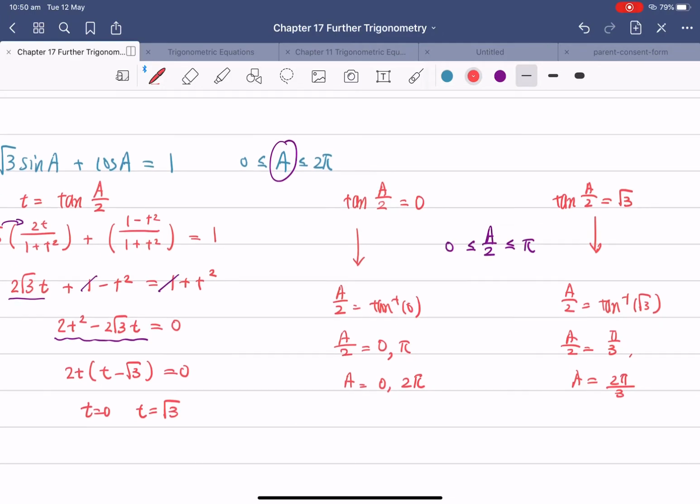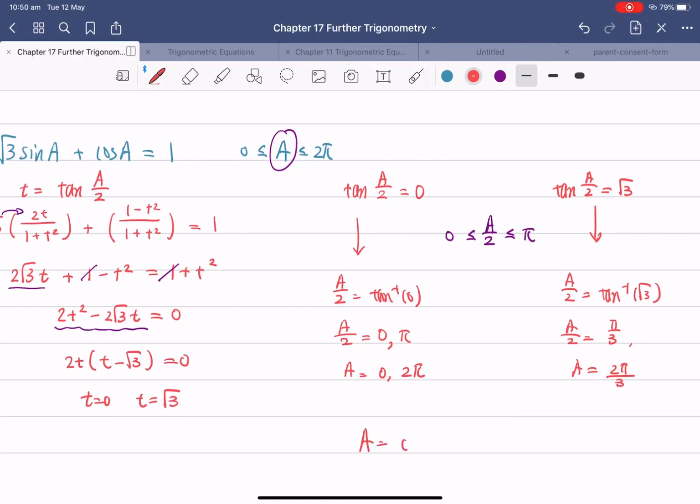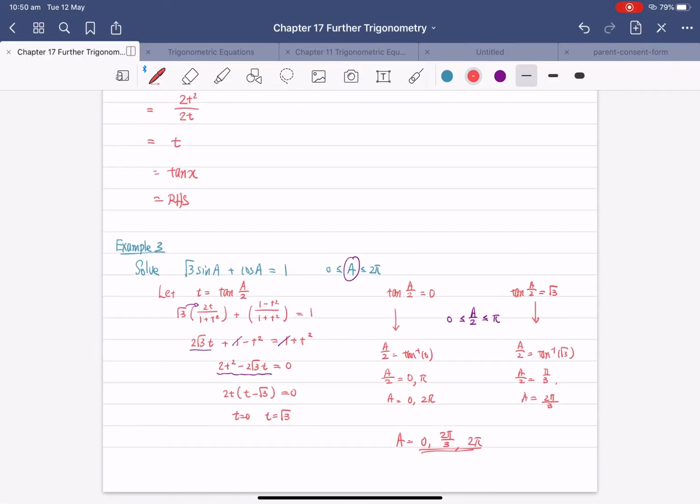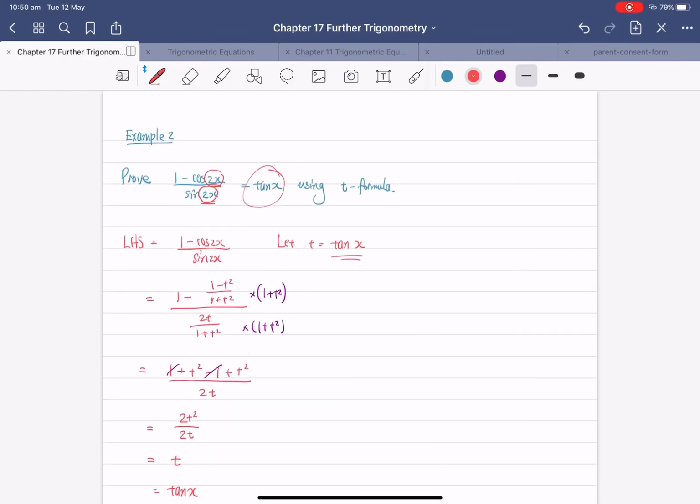So now you can see here we've got 3 answers. a equals 0, a equals 2 pi on 3, and a equals 2 pi. And that's how you find the answer here. This is called the t formula substitution, used to solve trigonometric equations. There is another way you can solve this equation, but you are going to learn that later in year 12. So these are the steps for you to do it. This is the type of question you are going to get in exams by using the t formula substitution.